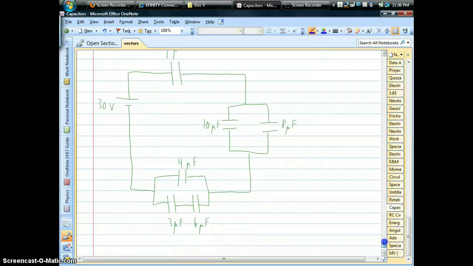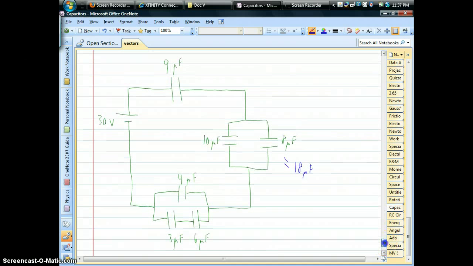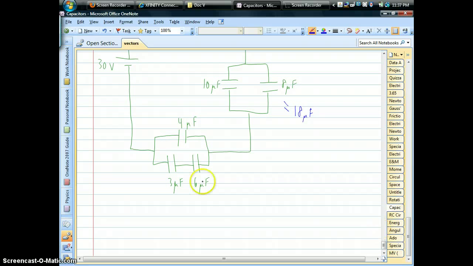Well, for parallel sets, we can just add those together. So this set on the right over here would be a total of 18 microfarads. We've got the 9 on top, and then this other set down here, we first have to combine the 3 and 6 in series. Well, in series capacitors, we have to do the reciprocal rule. So that bottom branch is going to be a total of 2 microfarads, and then the 2 and the 4 would yield 6 microfarads.